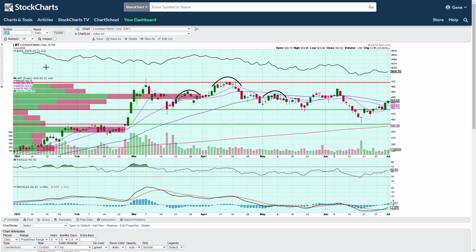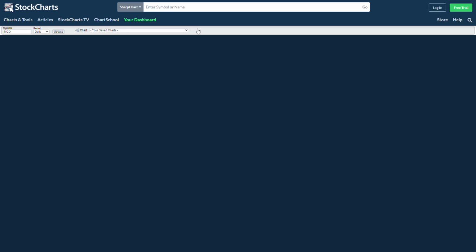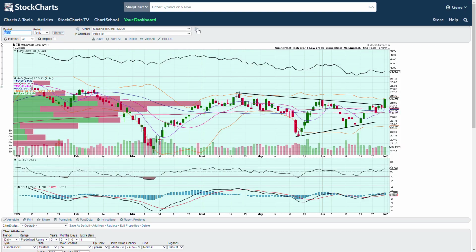So you can see Lockheed Martin here. We looked at this one last week as well. I like these charts due to waiting for those contracts to come out to start replacing all this equipment that we have been giving to Ukraine. Defensive sector.